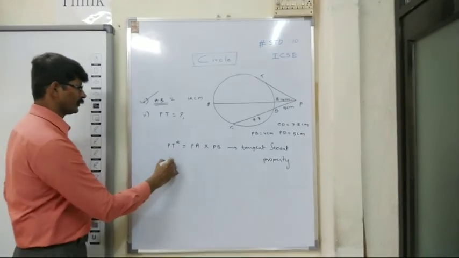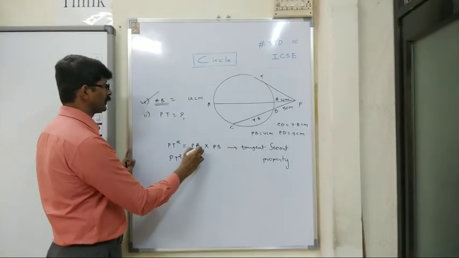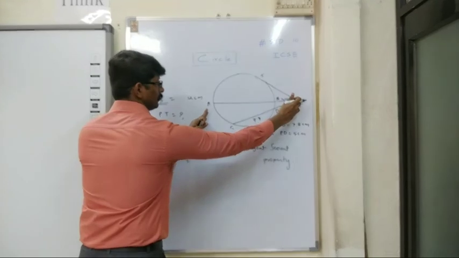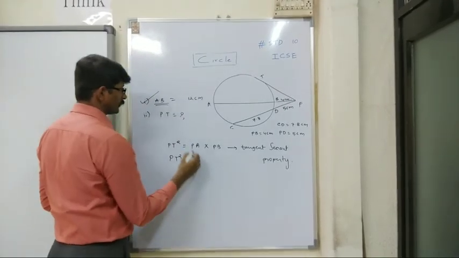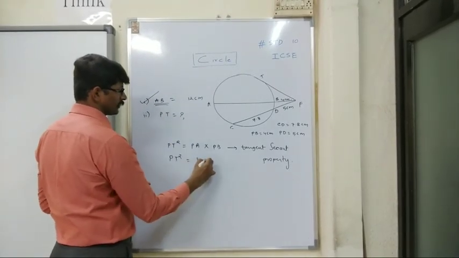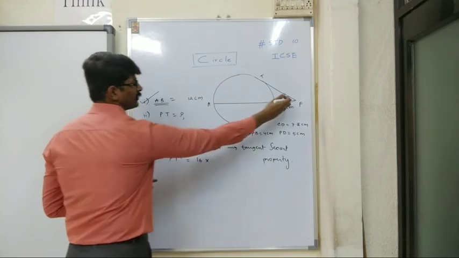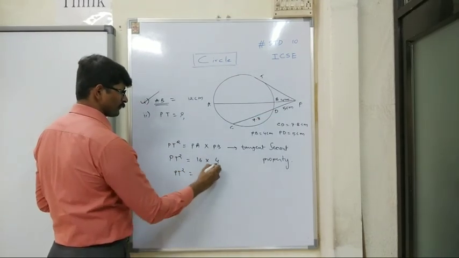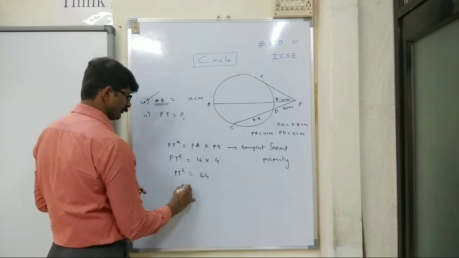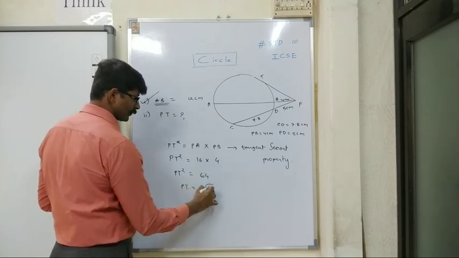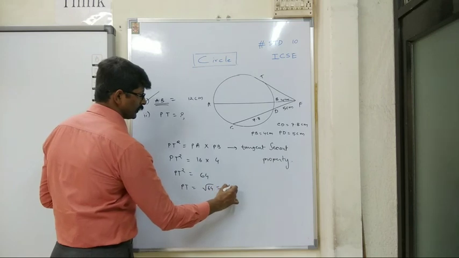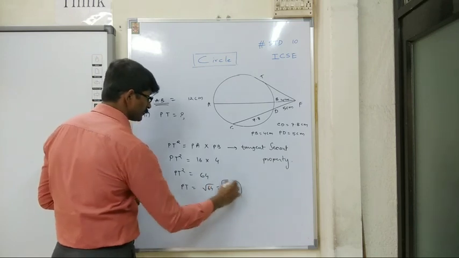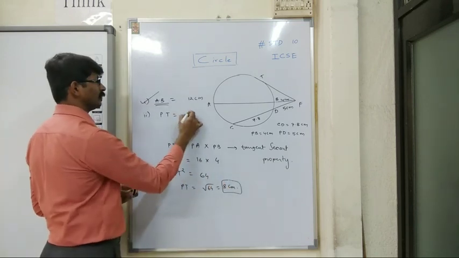What is PT square? We do not know, that is what we have to calculate. What is PA? We've just calculated it in the previous sum. That was 16, and PB is given as 4. So PT square is going to be 16 into 4, which is 64. So PT is going to be root of 64, and root of 64 is 8 centimeters. So that is that easy. So simple a sum, isn't it?